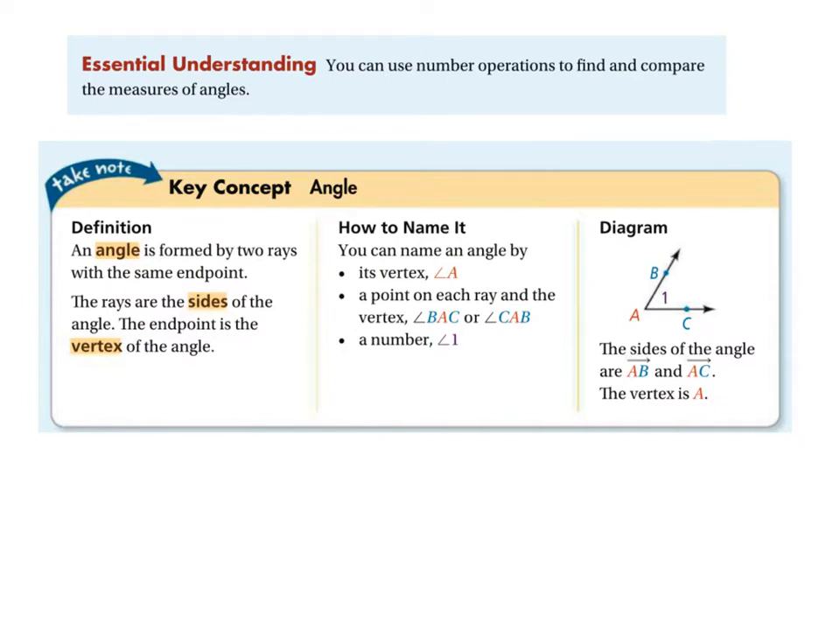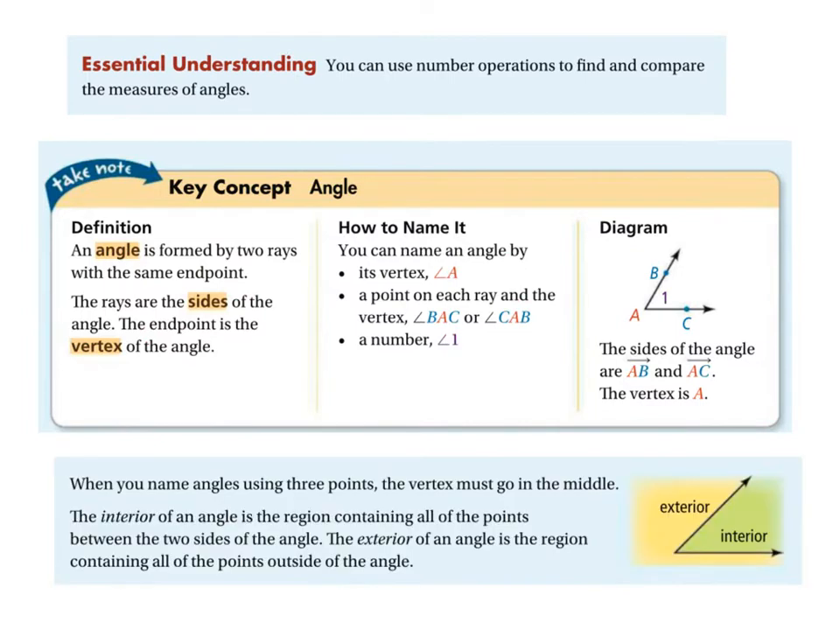Now, when you name angles using three points, as I said, the vertex must go in the middle. Another thing to note is that we will call this the interior of the angle and everything outside the exterior. The interior of an angle is the region containing all of the points between the two sides of the angle. Remember, these go on forever, so there's this whole region of space or of this plane that falls within the interior. And the exterior is the region containing all of the points outside of it.